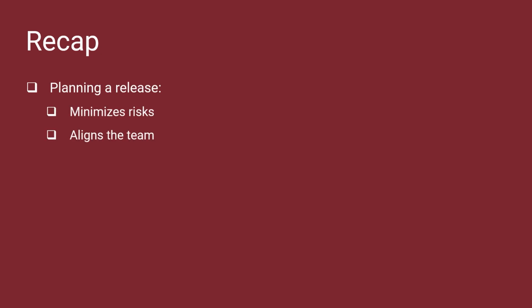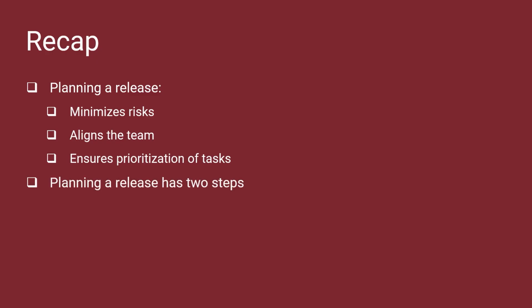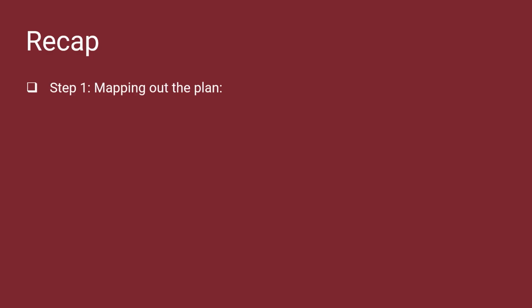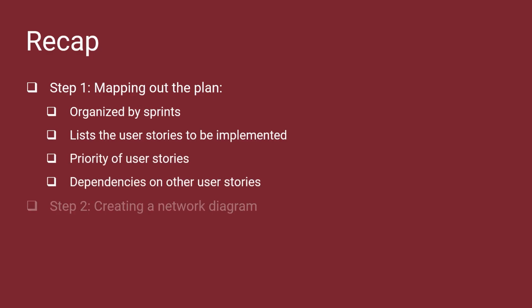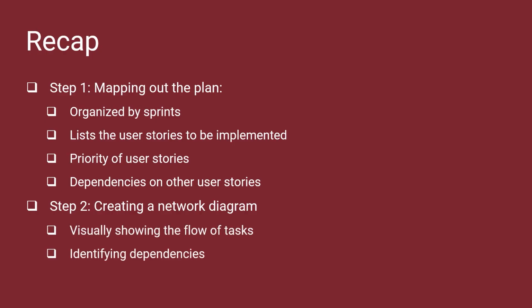In this video, you learned that a clear release plan minimizes risks, aligns the team, and ensures that the tasks are prioritized efficiently to meet deadlines. Planning a release has two steps. The first step is to map out the plan, which is organized by sprints. It lists the user stories to be implemented, their priority, and dependencies on other user stories. The second step is to create a network diagram visually showing the flow of tasks and identifying dependencies.